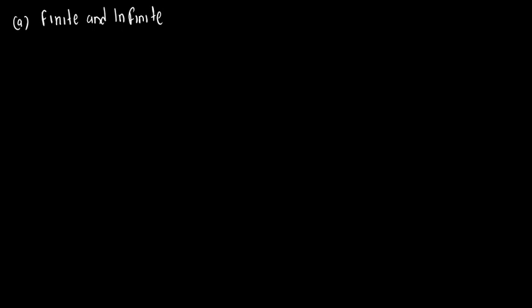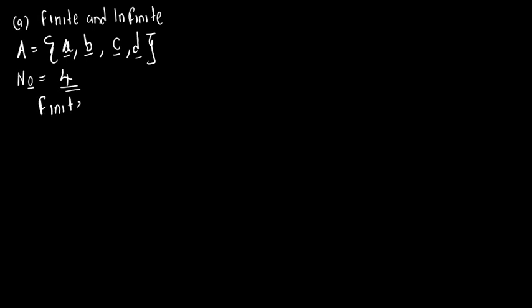Now, a set is said to be finity if it contains a finite number of elements. A very good example is, if you have been given set A, such that A contains the letters A, B, C, D. The number of elements in set A is 1, 2, 3, 4. 4 is a countable number. That makes this set finity.